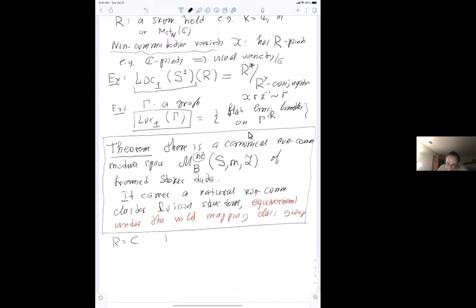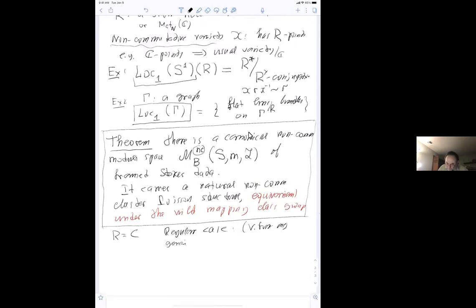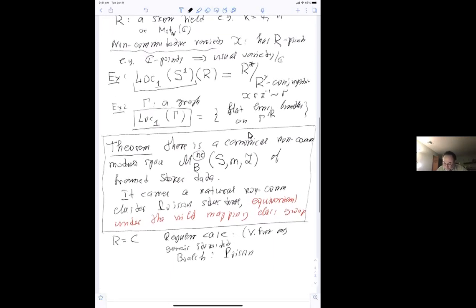So if you consider the regular case, this was our work with Volodya Fock. If you consider, I guess, generic Stokes data, then there was a work by Boalch, which says it's Poisson. But in fact, it's true that it's not just Poisson, it's cluster Poisson.